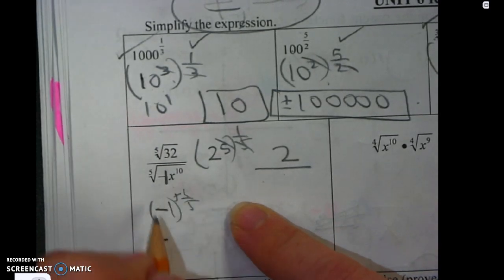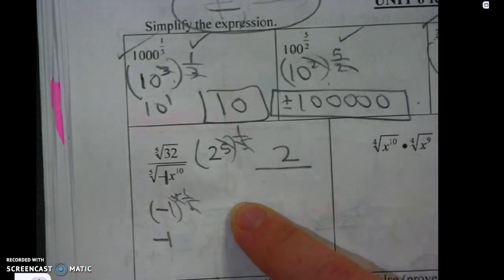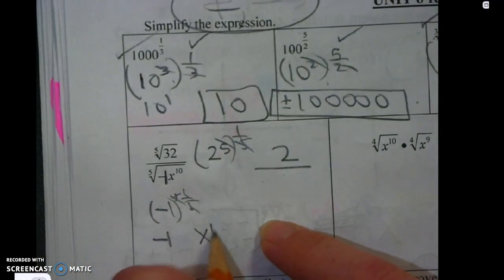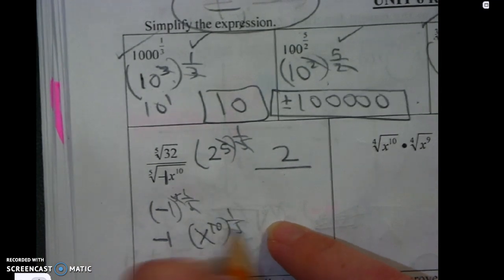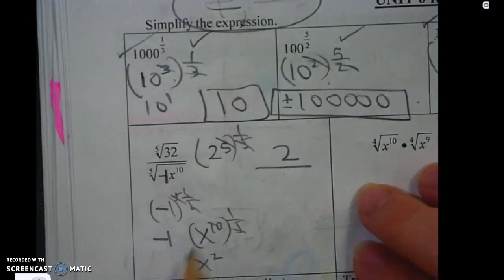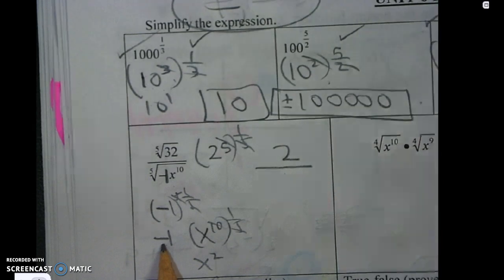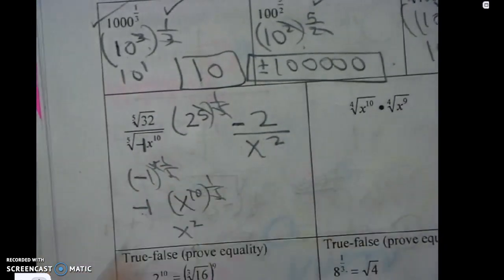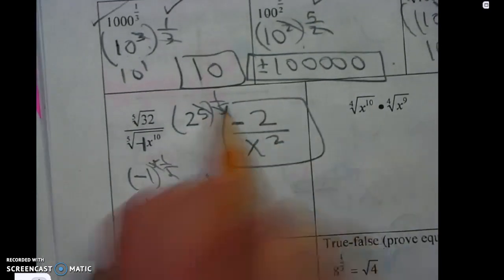Sorry, -1 to the 5th to the 1/5 is -1. Yes, I'm showing my work. Yes, you need to show your work. X to the 10th to the 1/5 is x squared. So we get -1x squared in the denominator, but you know I do not want a negative in the denominator. 5th root, and it's negative, no plus or minus.